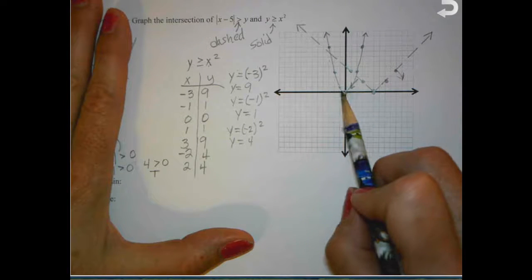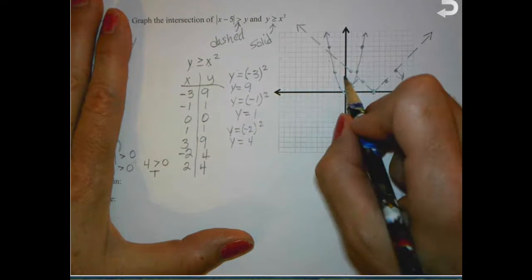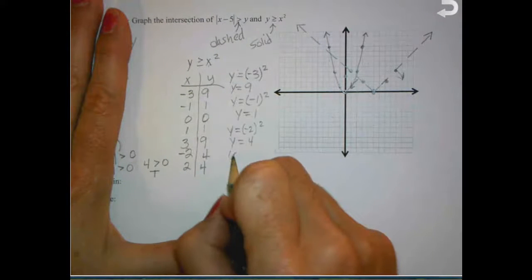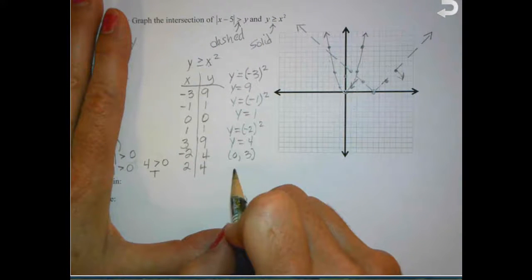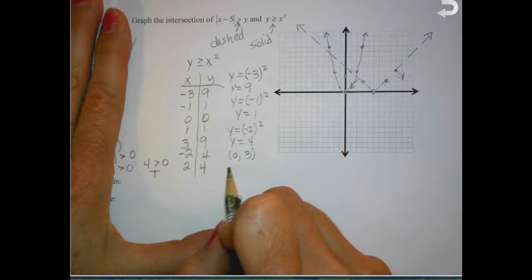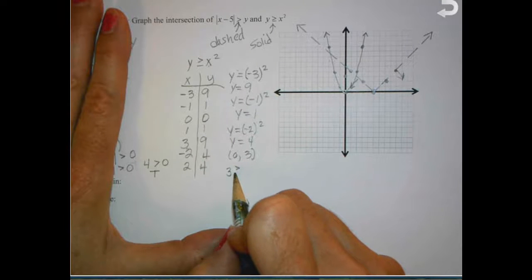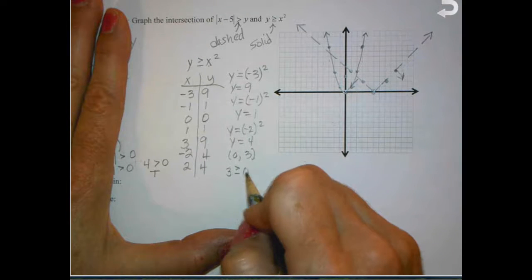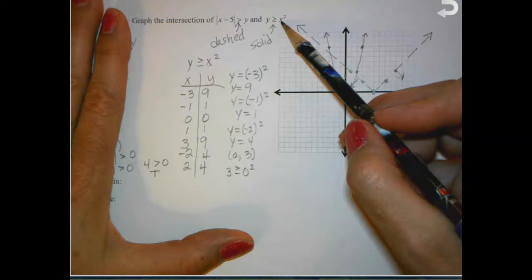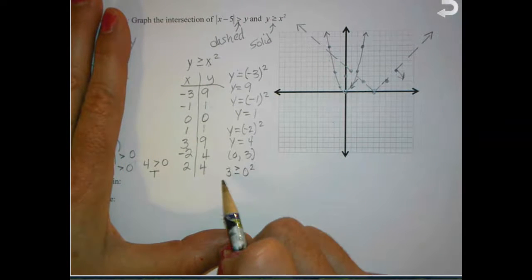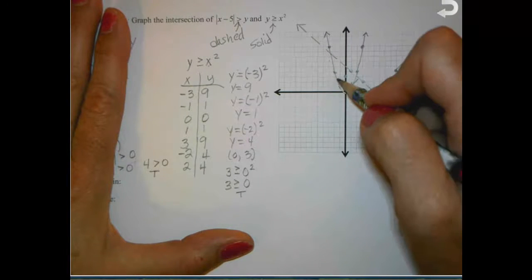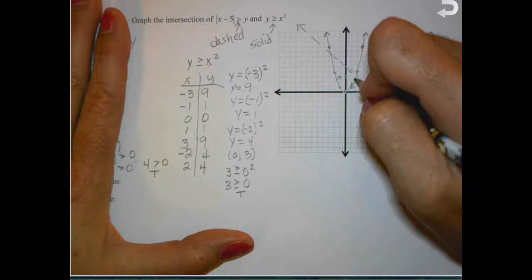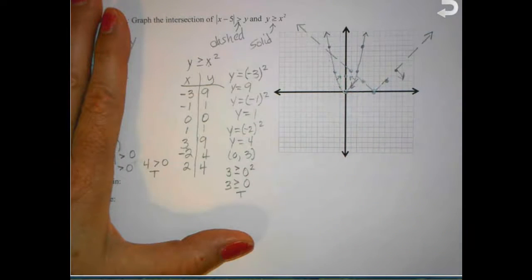So I might try 0, 1, 2, 3. This point right here. Try 0, 3 as a test point. And if I put 3 in for the y, it should be greater than or equal to 0 squared. So 0 squared. And when I square 0, I just get 0. And 3 is greater than or equal to 0, so that's a true statement, which means I'm shading inside my parabola also.